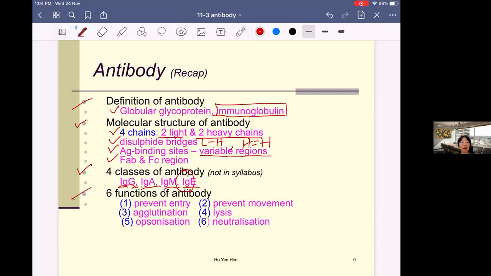So there are 6 functions of antibody, and different antibodies have different functions. It can prevent entry, and prevent movement by attaching to flagella. Agglutination means it will attach to multiple bacteria, causing them not to be able to move, and they will glue together, causing lysis. Opsonization means coating the pathogen so that it is removed by phagocytes. Neutralization means rendering it harmless. So that's the lesson for today.